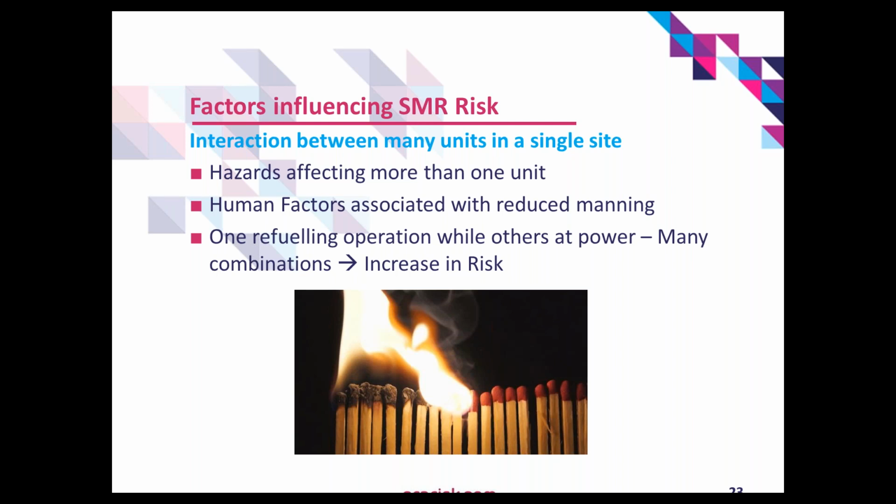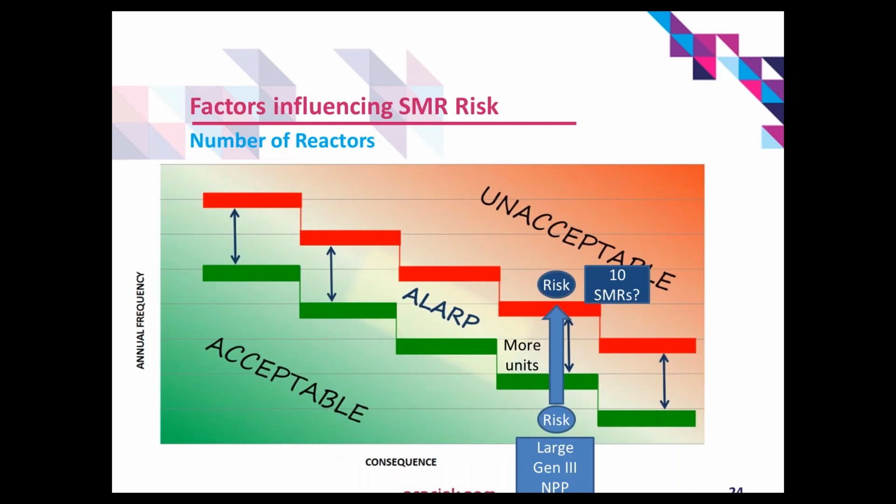What about human factors associated with reduced manning? Because there is not expected to be that many operators, or some of the developers assume that. What would happen if we are refueling one of these SMRs while the others are at power? What would happen if we are lifting those SMRs, and one fails on the other? There are many combinations, and that may increase the risk. So there would be a probable increase in risk if only looking at these factors. So maybe we are in the unacceptable region.